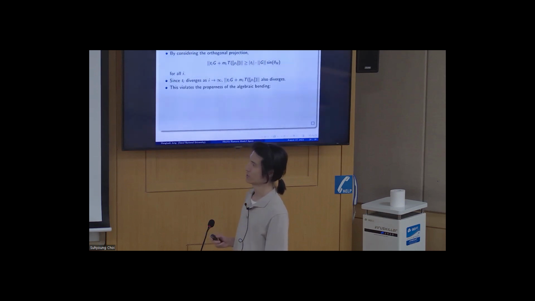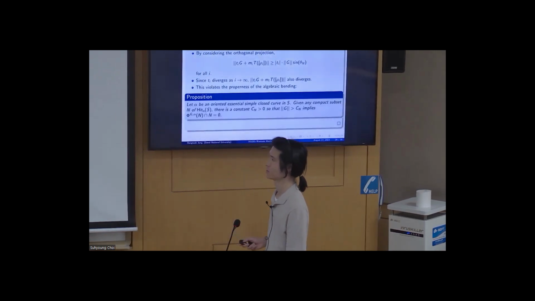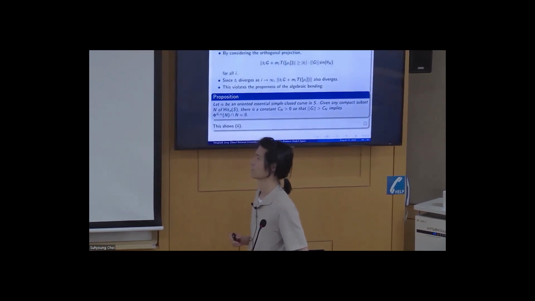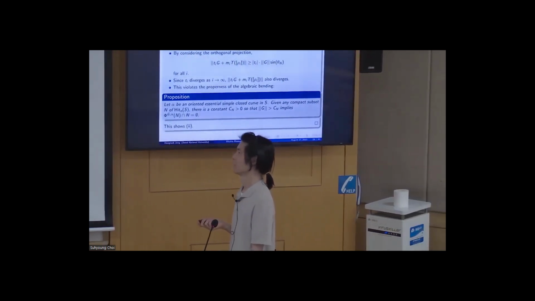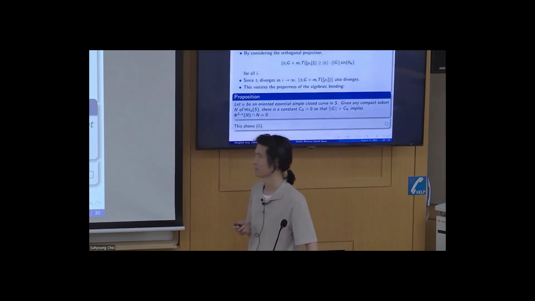But that contradicts our properties of algebraic bending. If you don't remember the statement, this was the statement. So we don't have this quantity, this Cn. That's the contradiction, and it shows the second item. So that's the proof of our main theorem for the closed surface case.